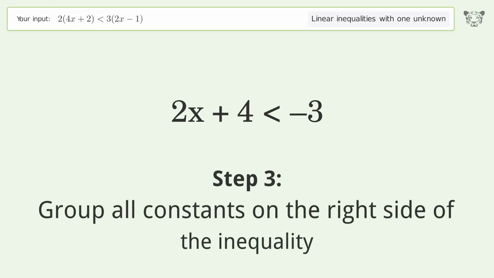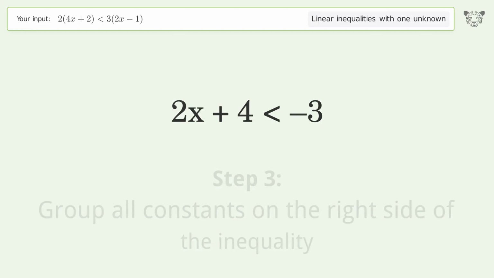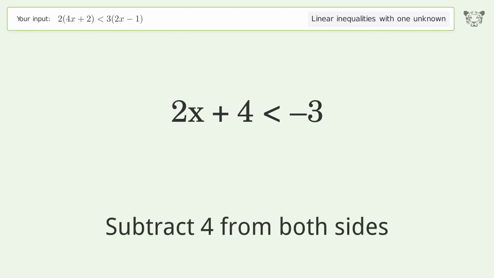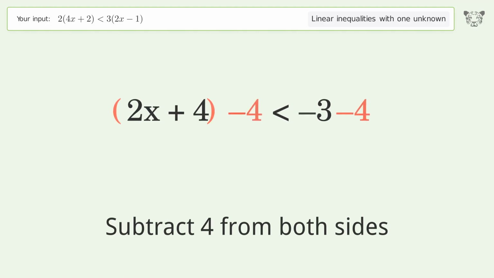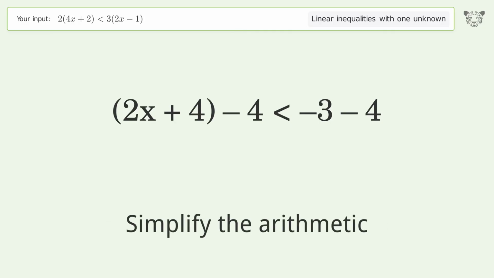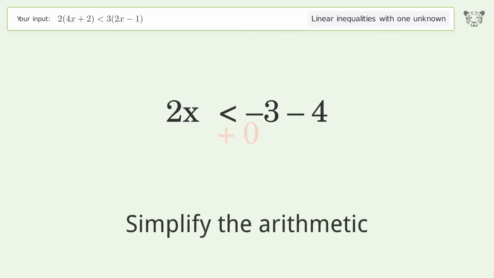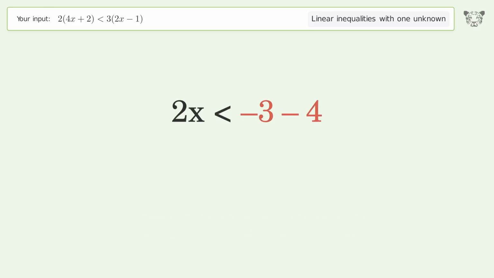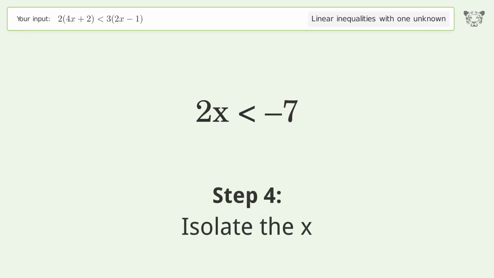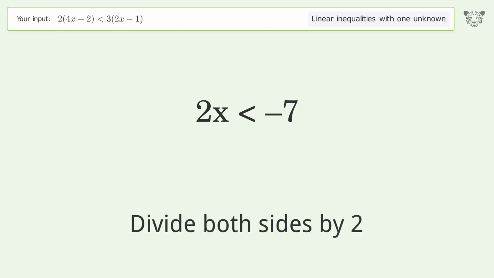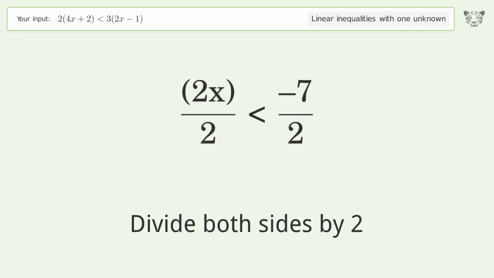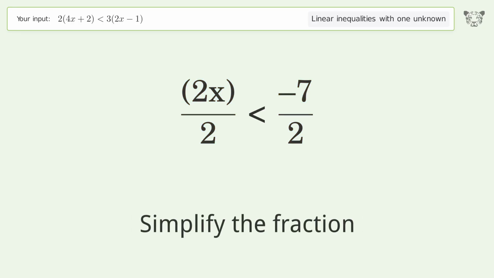Group all constants on the right side of the inequality. Subtract 4 from both sides. Simplify the arithmetic. Isolate the x. Divide both sides by 2. Simplify the fraction.